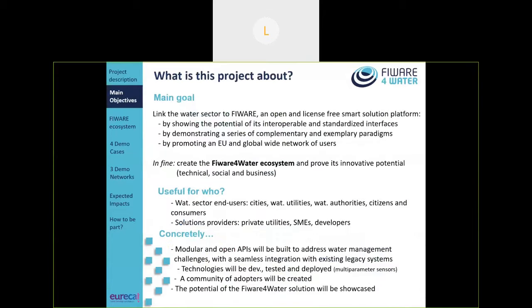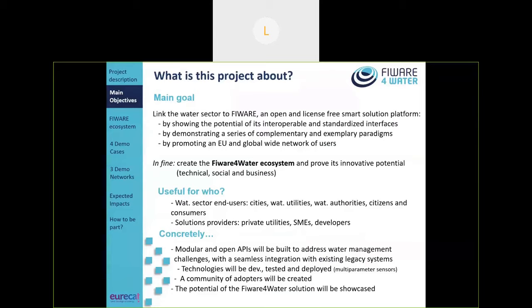The main challenge that the Fiware for Water project tries to address is water digitalization and the low level of maturity of the water sector concerning the integration and standardization of ICT solutions, and the business processes of these solutions. The Fiware for Water project will link the water sector to Fiware, which is an open software platform, which I will introduce in the next slide.